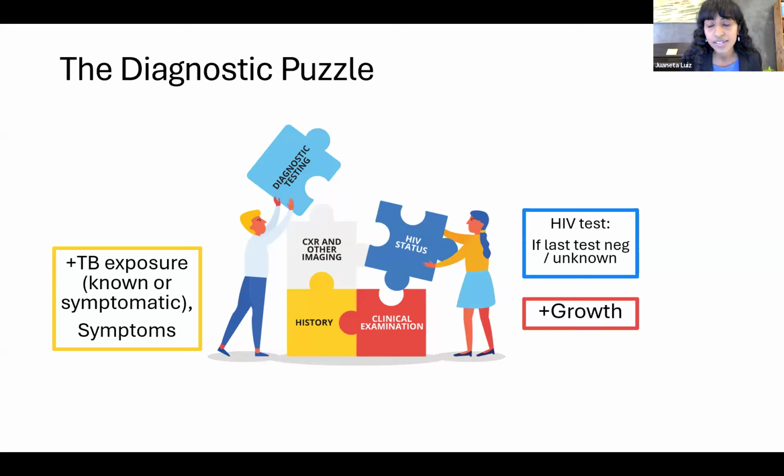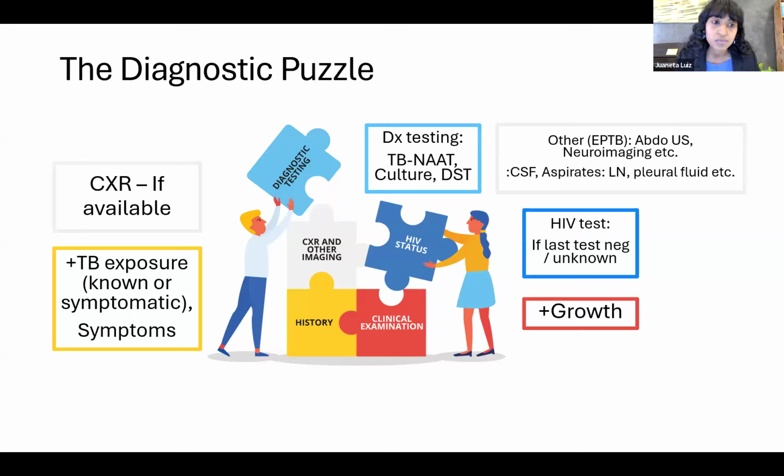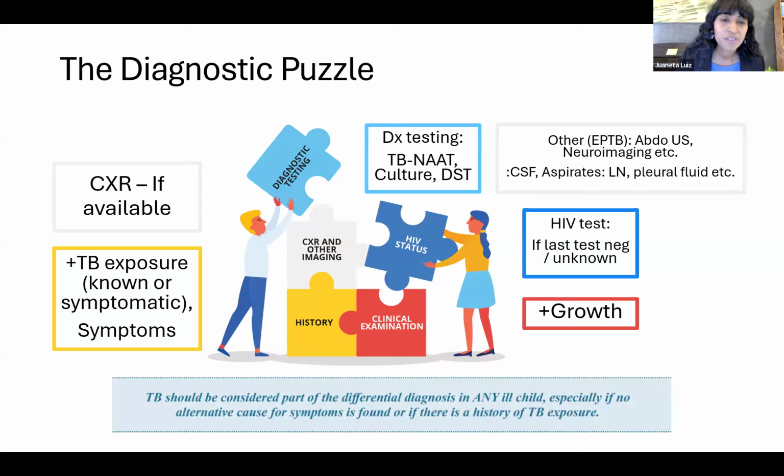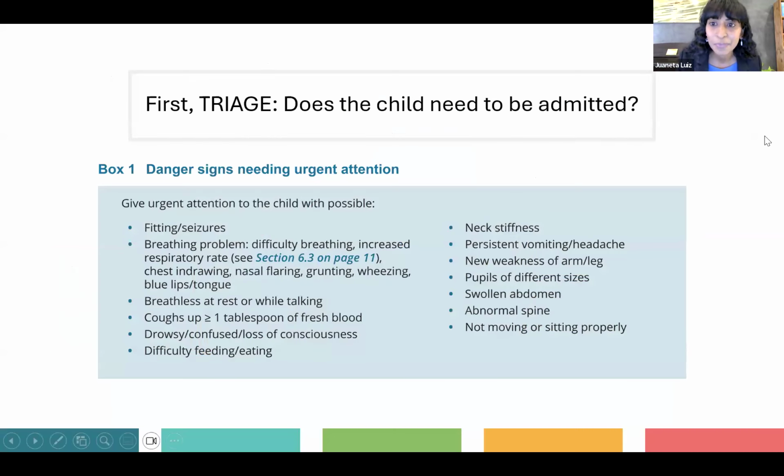If the child's last test is negative or unknown, we need to be testing the children that are investigated for TB for HIV. And chest X-ray and diagnostic testing, please perform as much as possible. It makes a big difference with making the diagnosis, and I'll go further into the details. But a very important point to make is that TB in our setting should be considered as part of the differential diagnosis in any ill child, especially if there's no alternative cause for symptoms found, or if there's a history of TB exposure, given the fact that TB can present with a wide variety of clinical presentations.